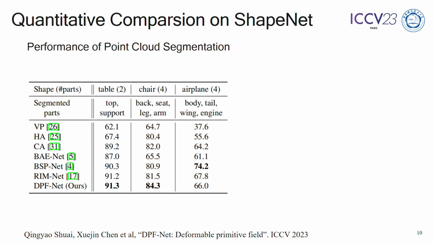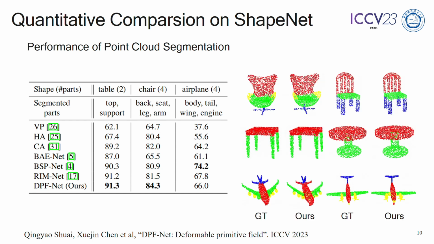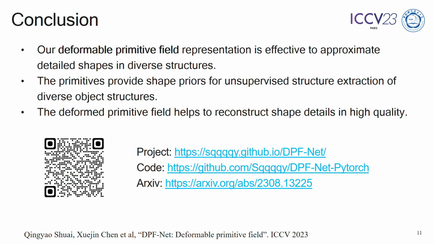We also evaluate the structural consistency of the point cloud segmentation results. As the quantitative and qualitative results show, our method gets better mean IOU, especially in the shape-diverse category, such as chairs and tables. In conclusion, we propose a novel deformable primitive field representation, which can be used to approximate detailed shapes for diverse structures. The primitives provide shape priors for unsupervised structure extraction of diverse object structures, and the deformation field helps to reconstruct high-quality shape details.